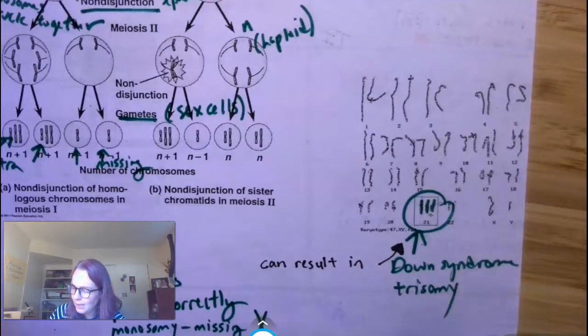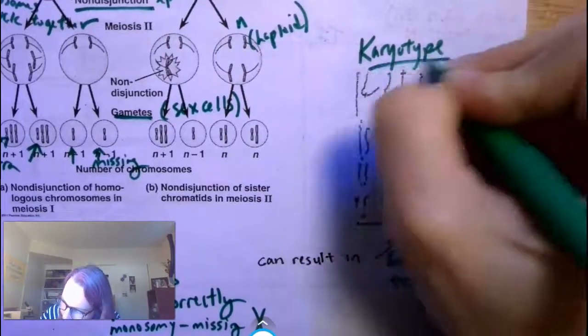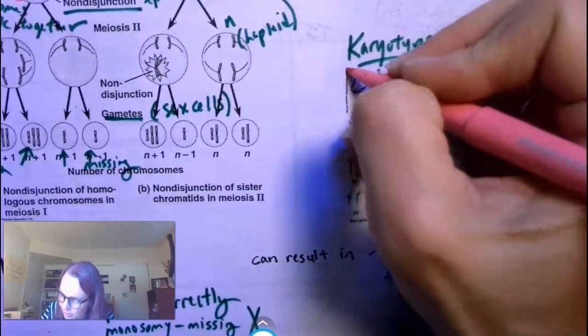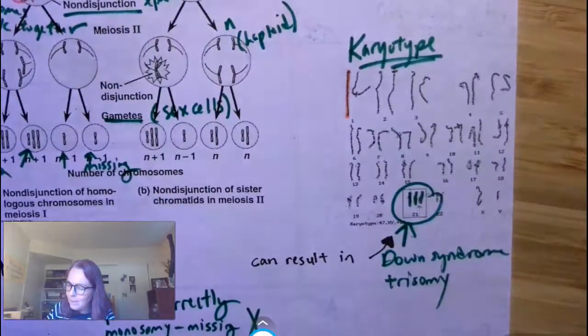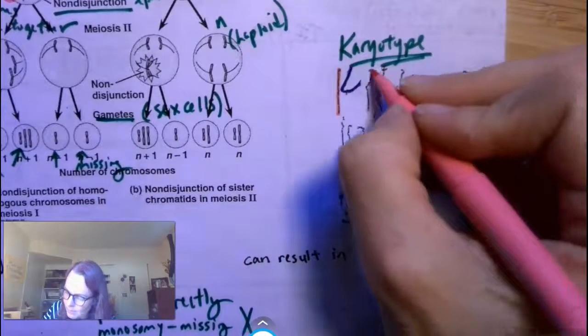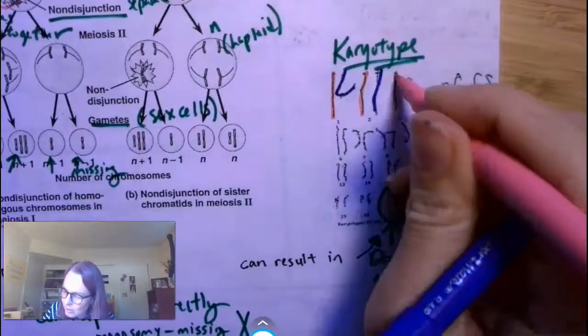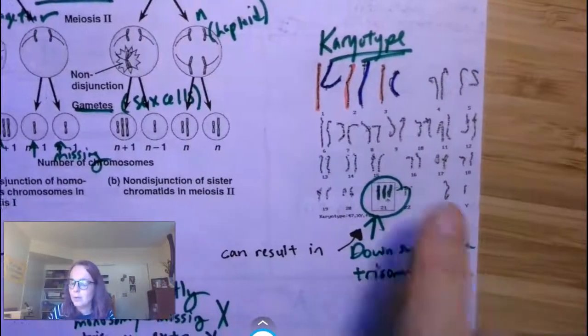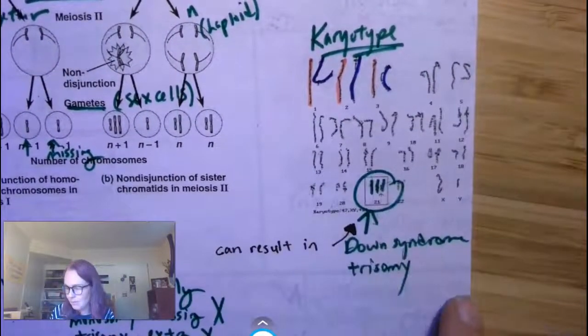And this chart right here is called a karyotype. It is a chart that shows chromosome pairs. You can see it shows all the homologous chromosome pairs. Here's your chromosome from one parent. Here's your chromosome from another parent. That's a homologous pair. Here's your chromosome from one parent. Here's your chromosome from another parent, and so on. So your entire karyotype shows the charts of chromosome pairs. You have 23 pairs of chromosomes.